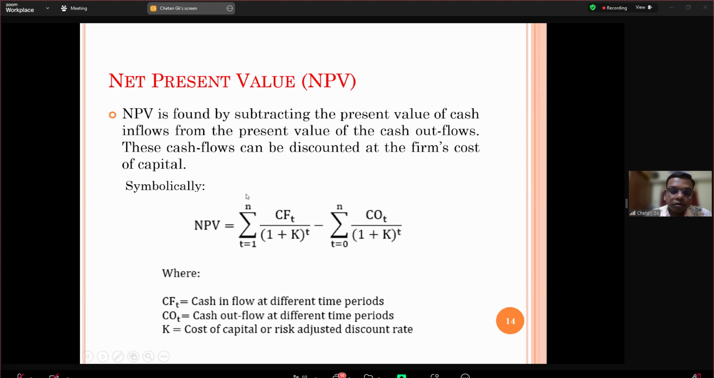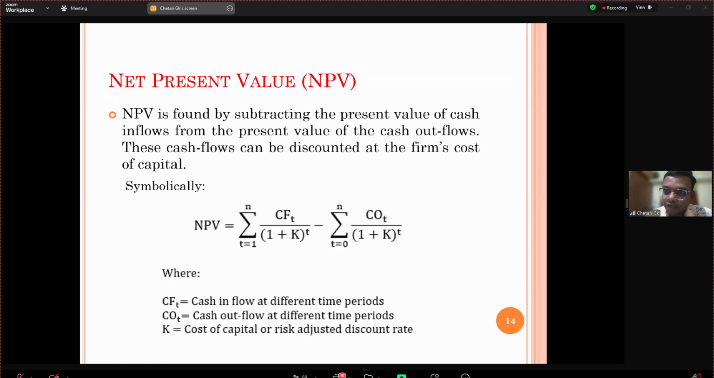Okay. So CFT stands for what? The incremental cash inflows which are happening at T period. T may be 1, 2, 3, 4, and so on. Divided by K, which means your WACC or risk adjusted discount rate. So raised to T means it can be 1, 2, 3, 4, and so on. Is it clear?